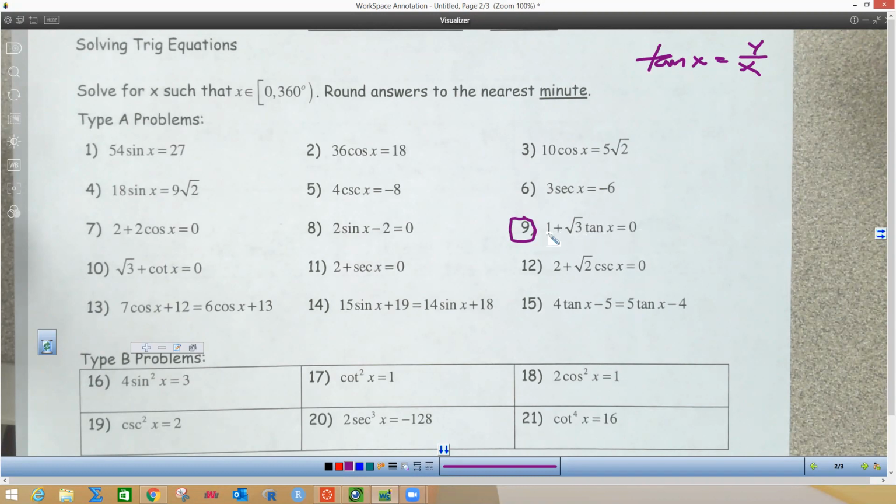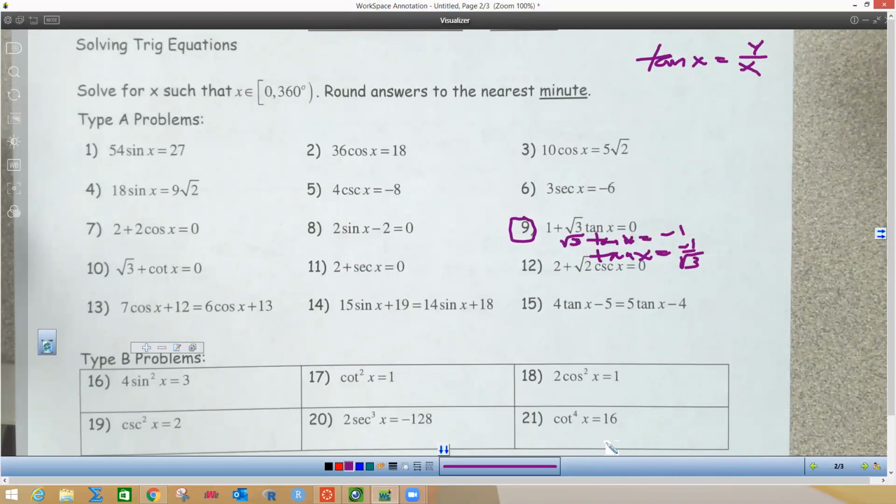So the first thing I'm going to do here to get tangent by itself, everybody yell it out. What do? Subtract 1. That wasn't everybody. That was about one person. So I get radical 3 tangent x equals -1. And then everybody, what do to get rid of the radical 3? Divide by radical 3. So I get tangent x equals -1 over radical 3.